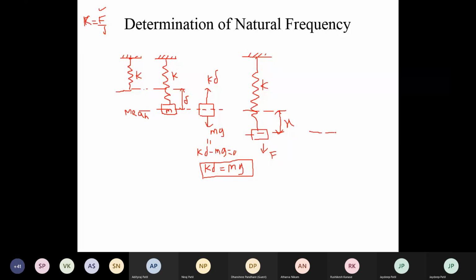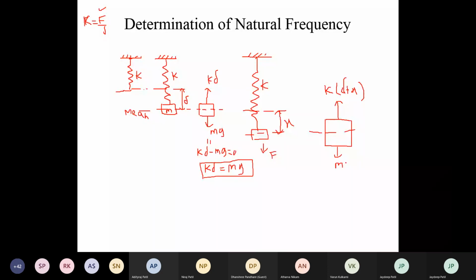Now draw the free body diagram of the mass. Tell me the various forces acting on this mass. Anyone? The spring force acts in the upward direction, but its magnitude has changed here. What is the magnitude of spring force here? K into bracket, deflection due to the weight delta plus x, so the total deflection is delta plus x. Is it right? Yes or no? K into bracket delta plus x. Now one force downward: mg.